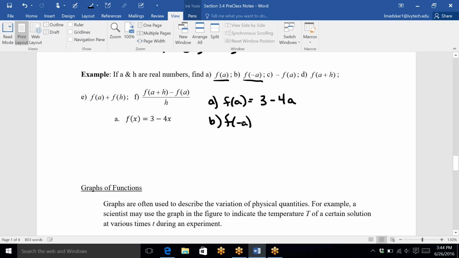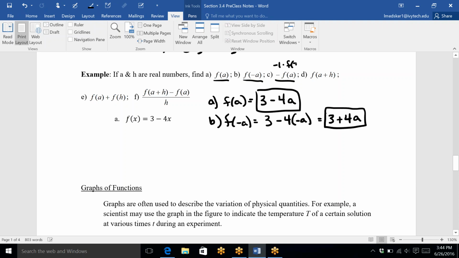So we write our function again. We write 3 minus 4 times negative a. So that would be 3 plus 4a. Here's my first answer. Here's my second answer. This is different. This says do negative 1 times the function evaluated at a.